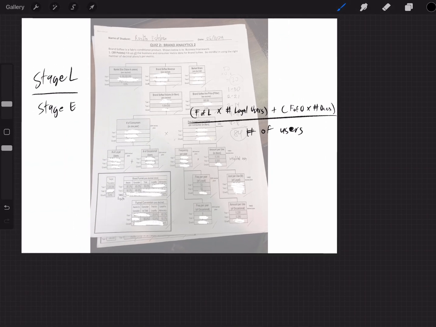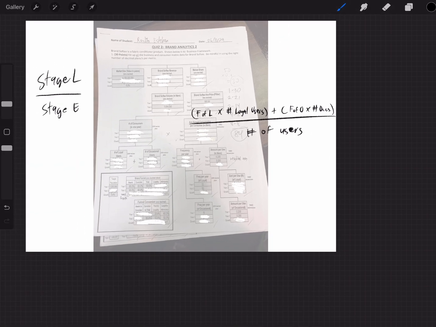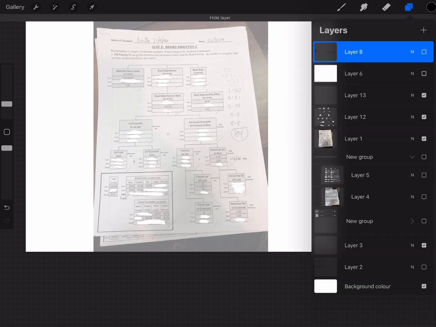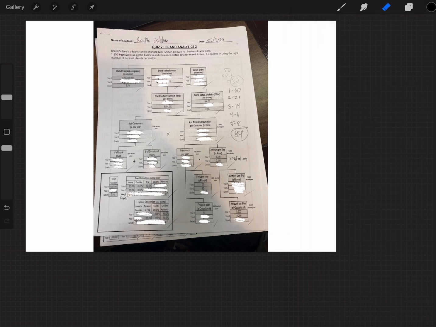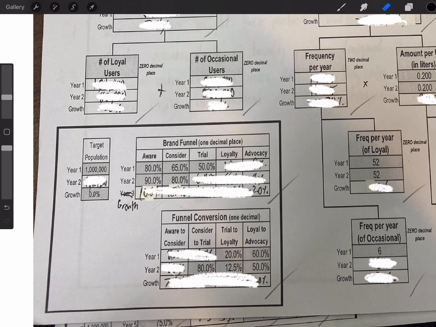Okay, so now that we have both of those, we're going to start by solving the brand funnel on the bottom left. So starting with the funnel conversion, we just talked about it. It's going to be later stage over earlier stage. So 65 over 80, it's about 81.3. 50 over 65, about 76.9.